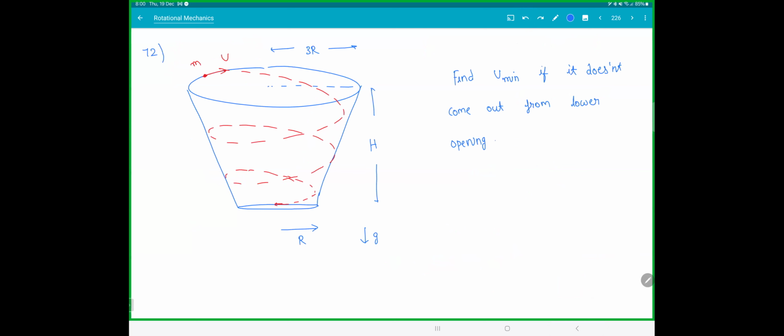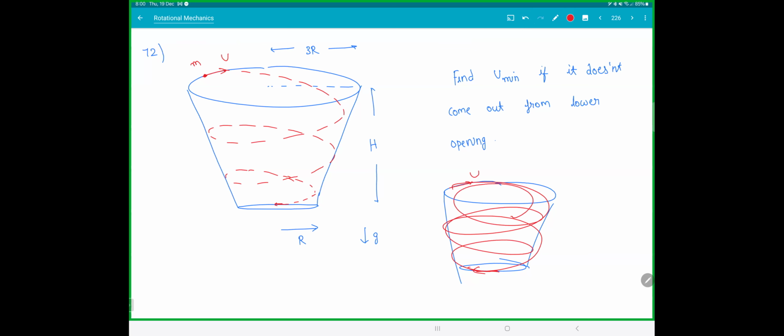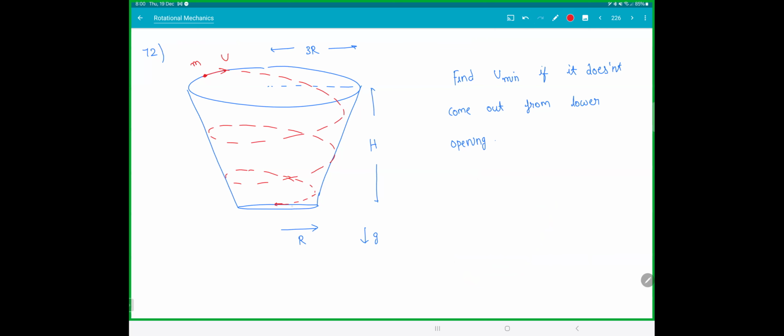Previous page here. This is the question. So we have a cone kind of thing. There is an upper opening radius 3r and lower opening is r. So someone projected a particle with speed u inside. So this will start spiraling like this now. So as it is spiraling, if you give enough speed, there is a possibility it will start coming up again. So it is stuck between the upper and the lower part. It can't come out. So the question is find u minimum so that it doesn't come out from the bottom.